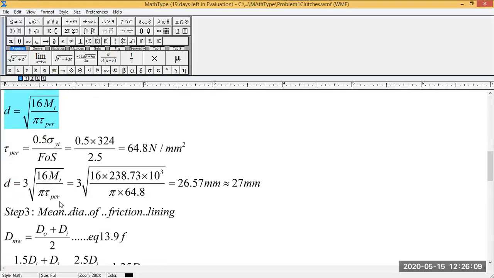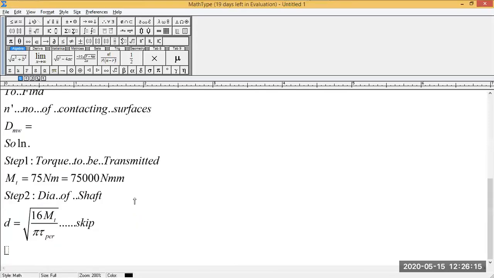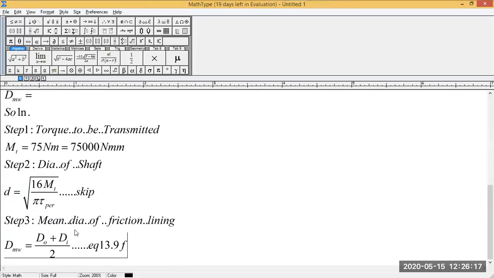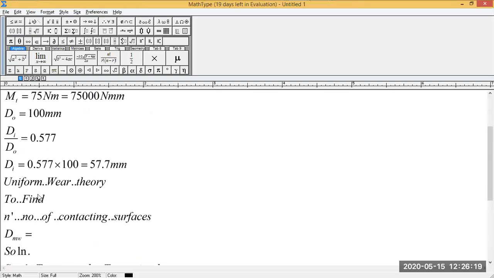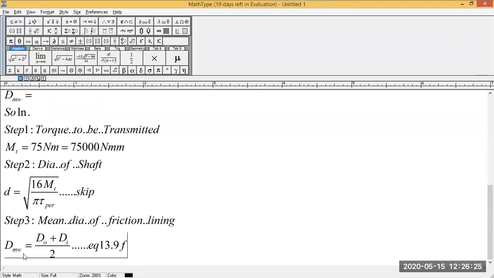Let's move on. Step 3. We need to find the mean diameter of friction lining. I think I'll copy this also, since it's the same wear theory. The question states uniform wear theory. So what we can do is take the uniform wear theory, and it's pretty simple. It's the average of both of them.